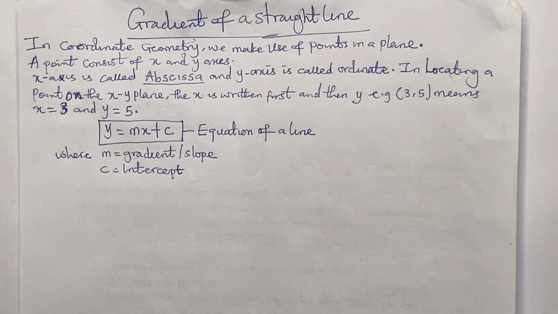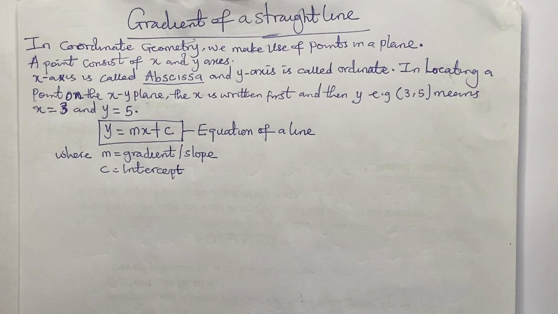So we are going to be looking at gradients majorly, but before that, you need to know the equation of a straight line. The equation of a straight line is given as y equals mx plus c. That is the way we denote a straight line. And that m is the gradient, some call it slope. Your c is the intercept, where the line crosses the y-axis of the graph.